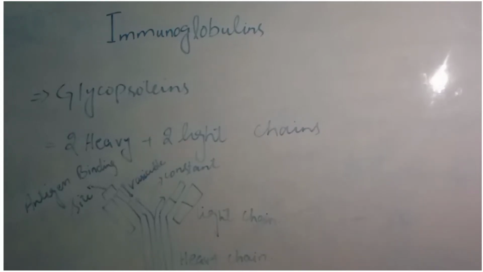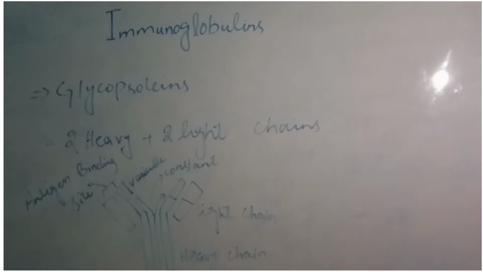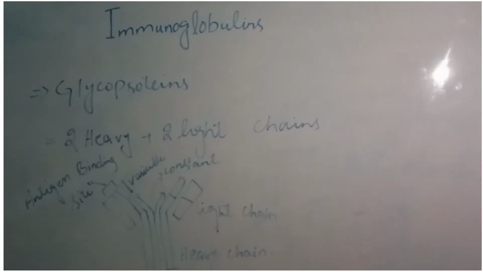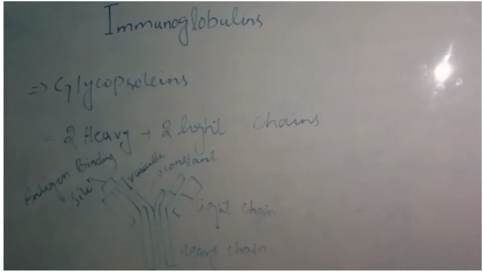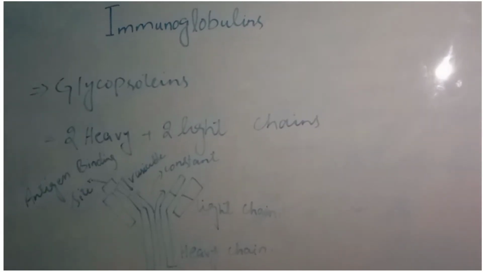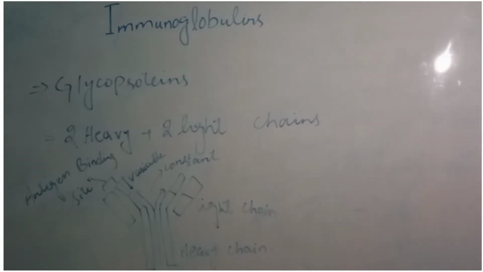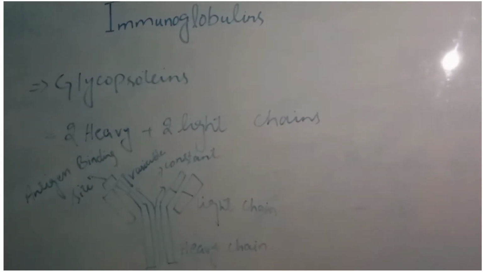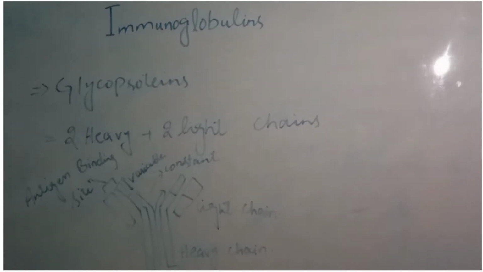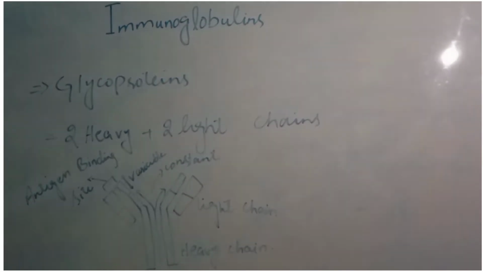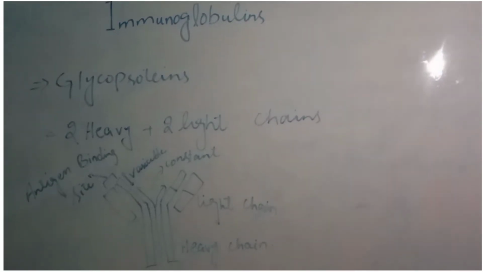Immunoglobulins are actually glycoproteins. They are made up of glucose plus proteins. They are mainly composed of proteins. They are actually globular proteins. There are four chains of immunoglobulins, two heavy chains and two light chains. And there is an antigen binding site which is present on both light and heavy chains, where an antigen can bind with these immunoglobulins. Light and heavy chains are bound with disulfide bonds.